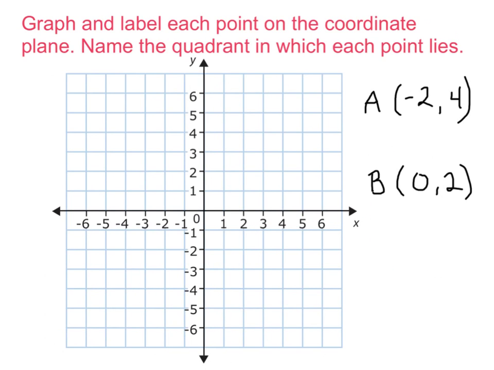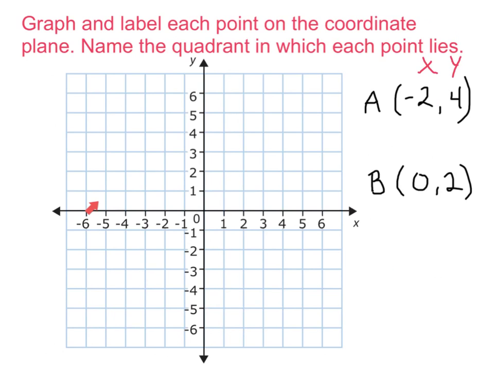For this part of our assignment, we're going to graph and label the coordinates, and then we're going to name the quadrant that it's in. So we're going to start here at (-2, 4). Now, just a reminder, if it helps you do this on your assignment, put your x, y. It goes alphabetically. X is always first, and then y.